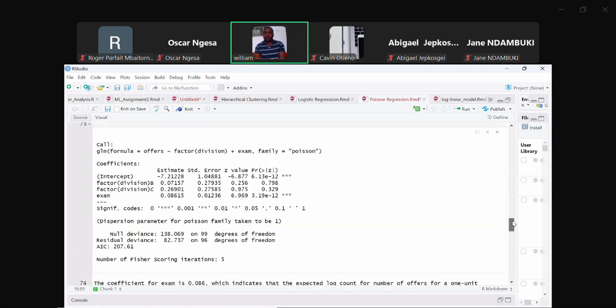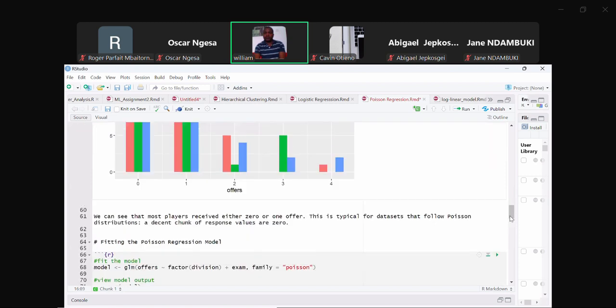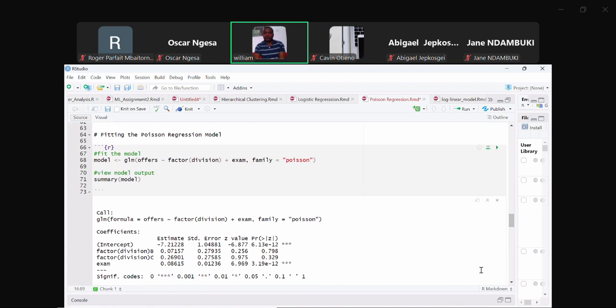However, we need to look into it here. As much as we are looking at the division, they're not statistically significant. So it means in most cases, the offers will be determined by the exam score. And that comes to the end of the first presentation.